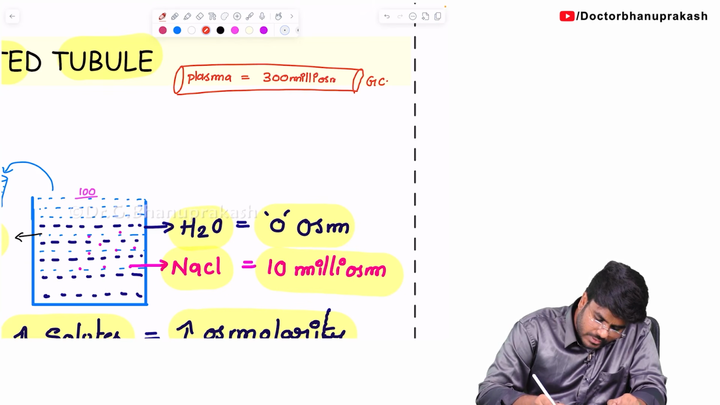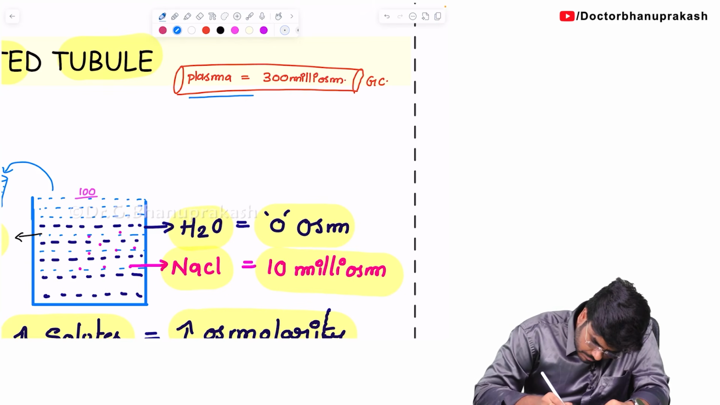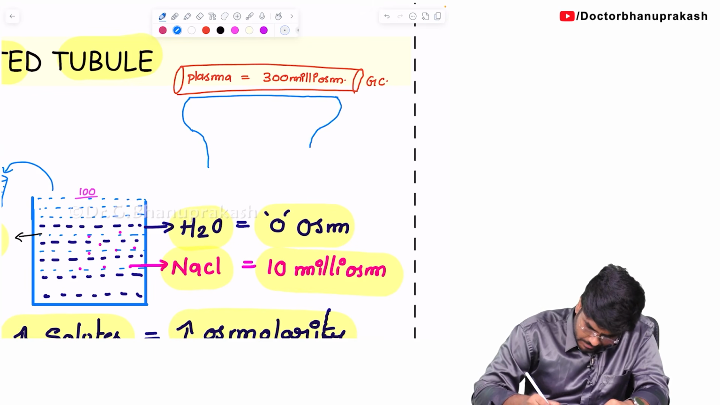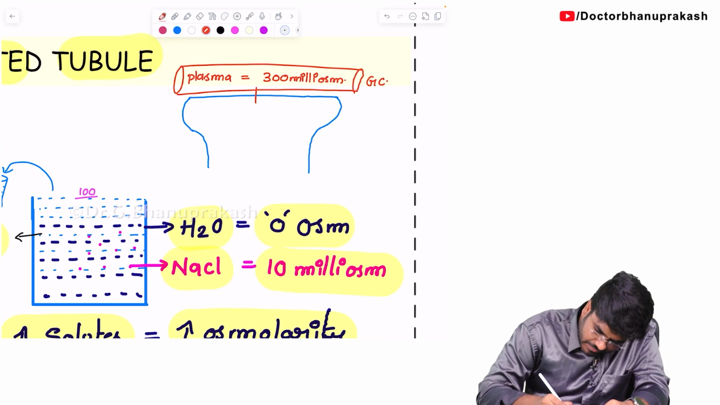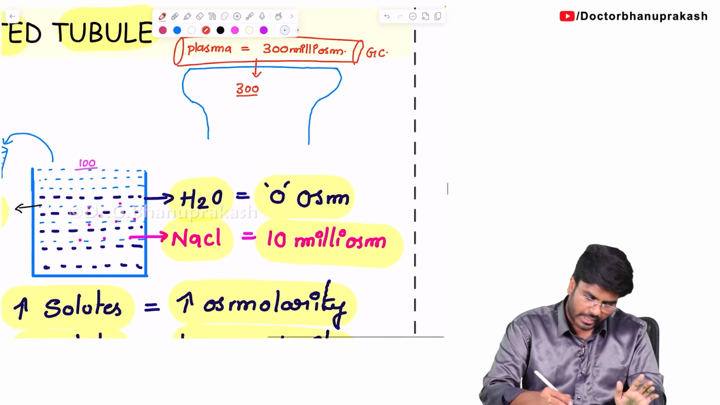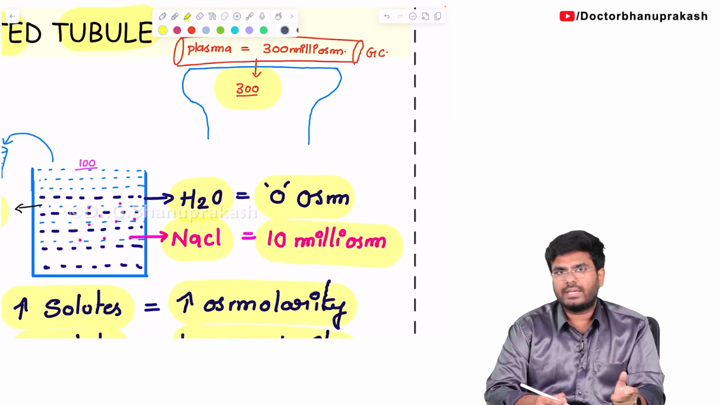Okay, 300 milliosmoles. The plasma osmolarity is 300 milliosmoles. Now, here is the Bowman's capsule, and down to it what is there? PCT. Now it is the same plasma which is getting filtered, right? So what is the osmolarity here? Same 300 milliosmoles. Whatever urine is getting filtered, the urine osmolarity is also the same, 300. It's because it's exact plasma that is getting filtered, 300, 300.